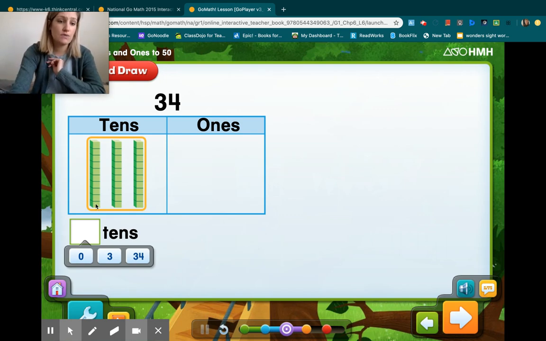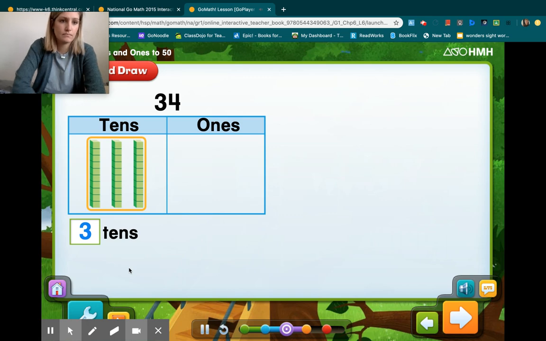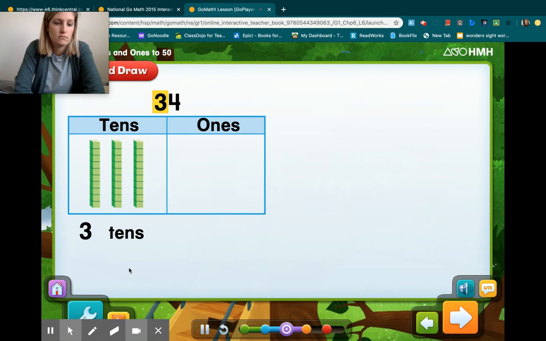Now she has 3 base 10 block towers, and she wants to know how many that shows. Does it show 0 10s? No. Does it show 3 10s? I'm feeling good about that. Does it show 34 10s? Well, no. It shows 34 ones, but they're asking for 10s. So it shows 3 10s. Great! There are 3 10s in 34.